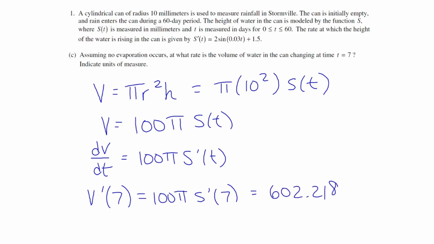It says to indicate units of measure. And so this was in millimeters initially, so these will be now for volume, millimeters cubed per, t was in days, so millimeters cubed per day. And they're going to give us 2 points here, one for the relationship that we found between the volume and the s. So basically, I'm getting 100 pi s of t for volume, and 1 point for the answer with the correct units.